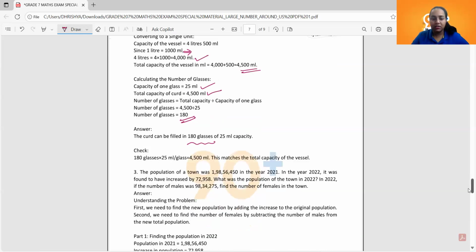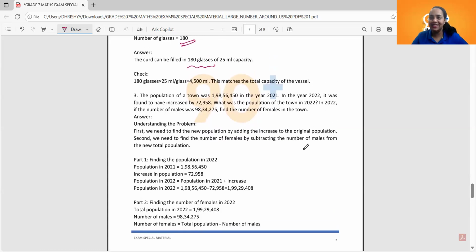Now, the next long answer question. I hope now it's clear. Just look at only the numbers. By the numbers, understand the question, and you can find it very easily. Okay. So the population of a town was this much. How will you read the number here? 1,98,56,450. That many people were there in the town in the year 2021.